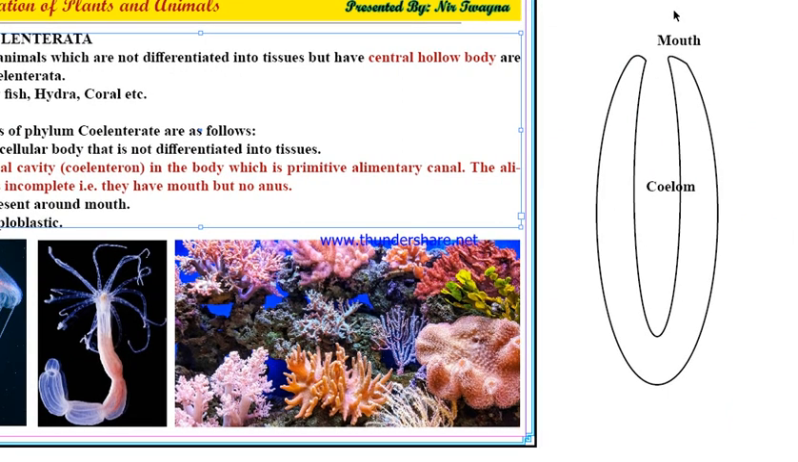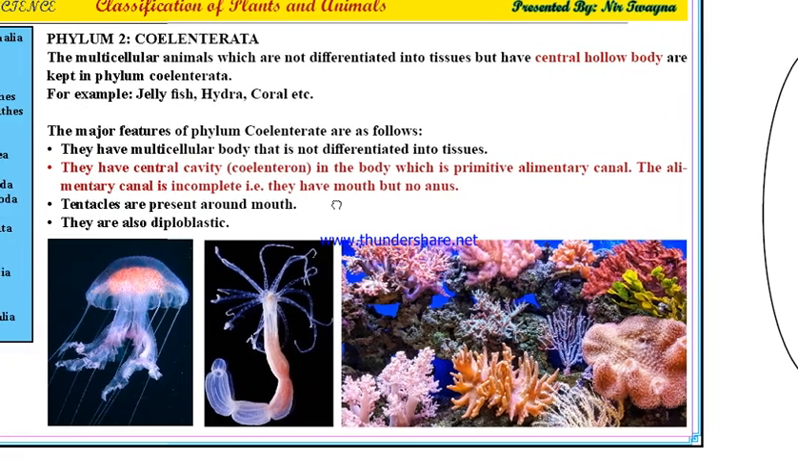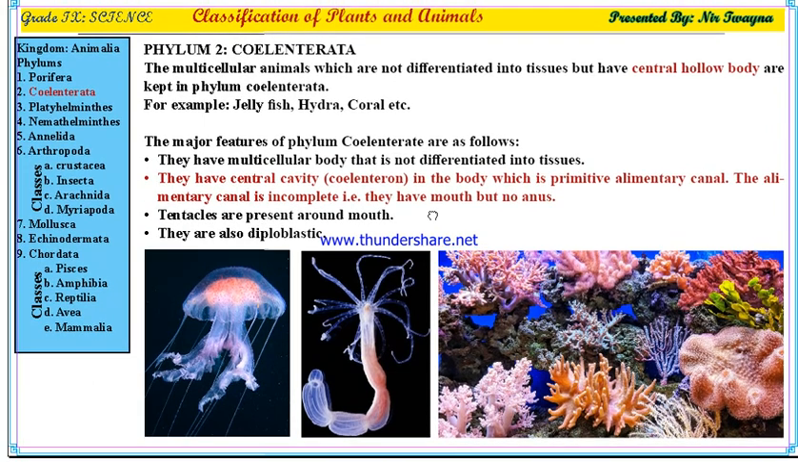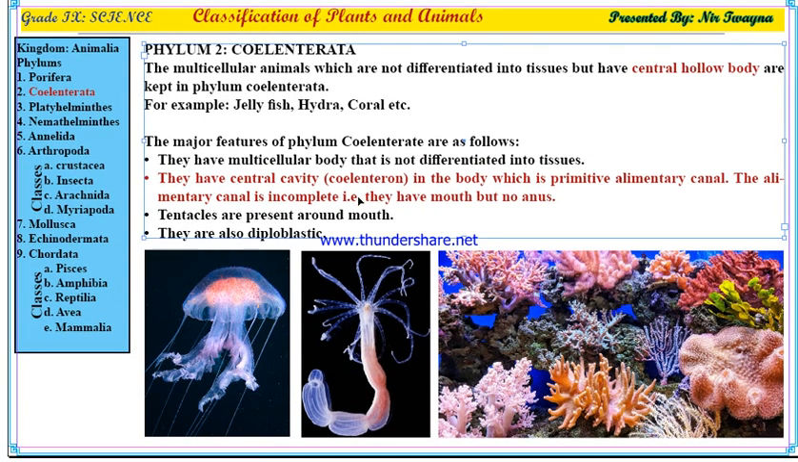Look at this diagram. This is the mouth. Food goes inside from here. After digestion, the remaining water and undigested food must be thrown out from here only. That means their mouth is their anus as well. So you get this point.